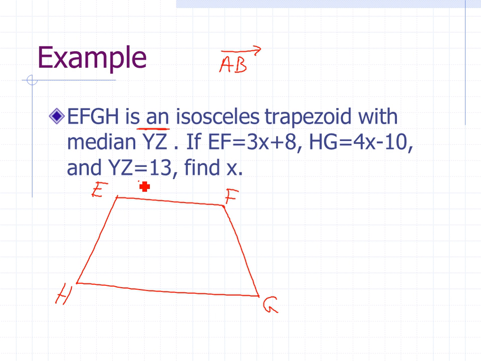With the trapezoid, does it matter? Yeah, with the other shapes, it didn't matter. Let's see, HG, YZ is 13. Nah, we're alright. So this is 3x plus 8. This is 4x minus 10.